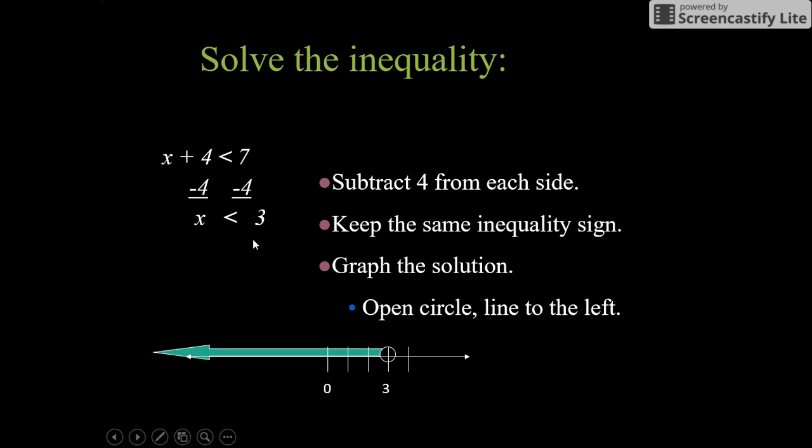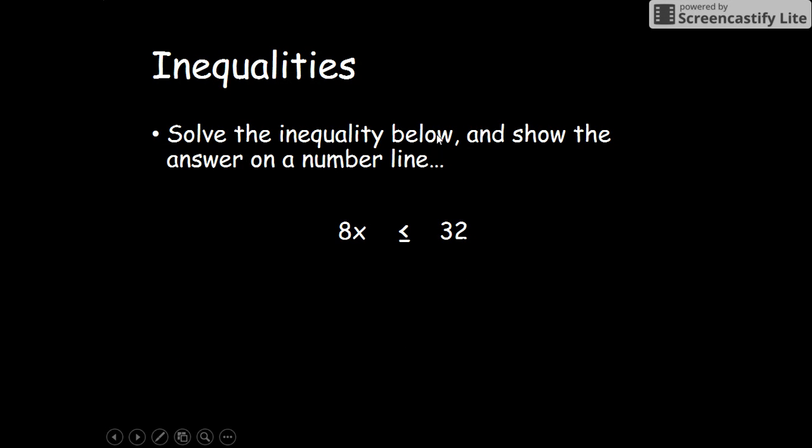Let's look at another example. Solve the inequality below and show the answer on the number line. So you've got 8x is less than or equal to 32. So what do?